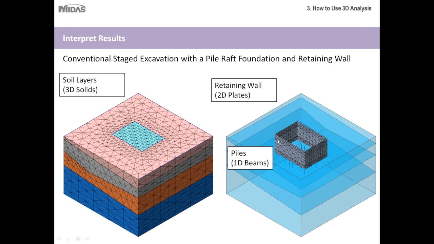Then, as you can see, the retaining wall was done with 2D planar elements, and the piles themselves were done with 1D elements. So as you can see, each element type has its own use, but it's usually most efficient, when you have a larger scale project, to use a combination of all three.